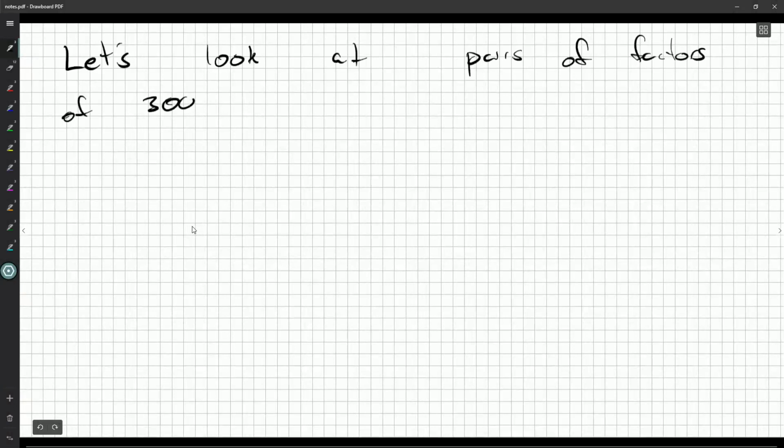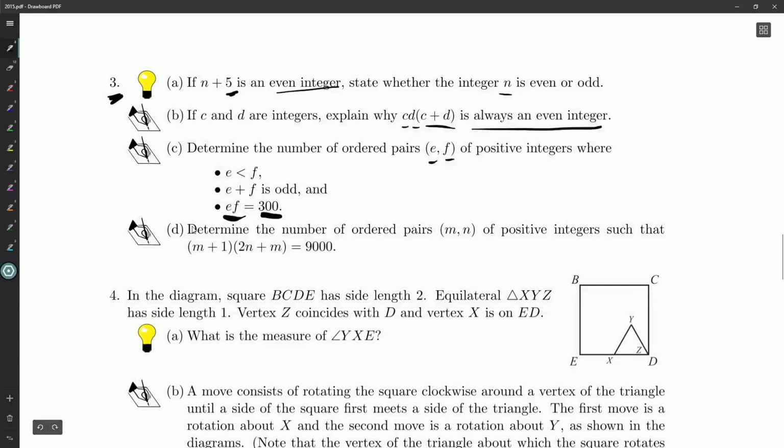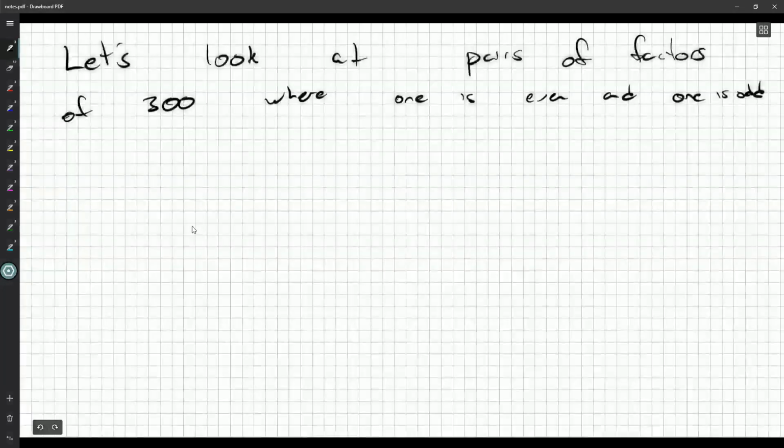So now let's look at pairs of factors of 300 where one is even and one is odd. Okay? I don't see why they need this e less than f condition. I guess to make sure you don't double count the pairs, but e is never going to be equal to f, so you could have just had us count the pairs with the first number being bigger and the second one being smaller and not had to worry about that condition, but whatever.